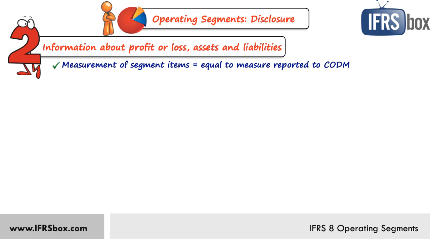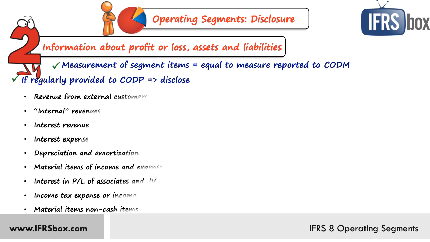And therefore, except for basic numbers of profit or loss, assets and liabilities, you should disclose separately the following amounts if you included these items in segment's profit or loss reported to the chief operating decision maker, or you regularly report them somehow to him. And here you can see them on the screen.